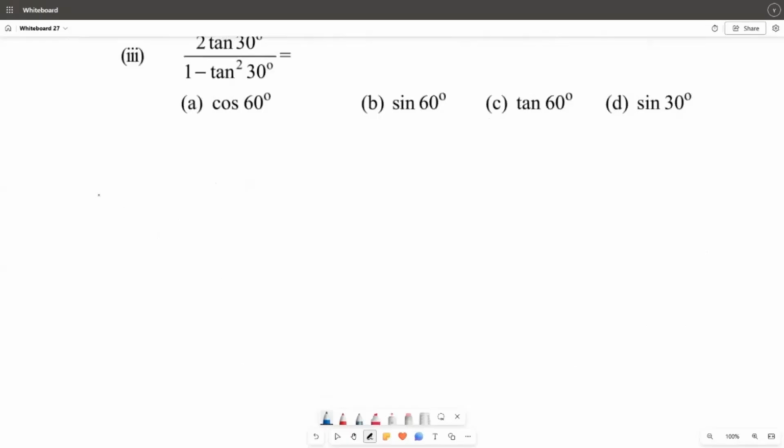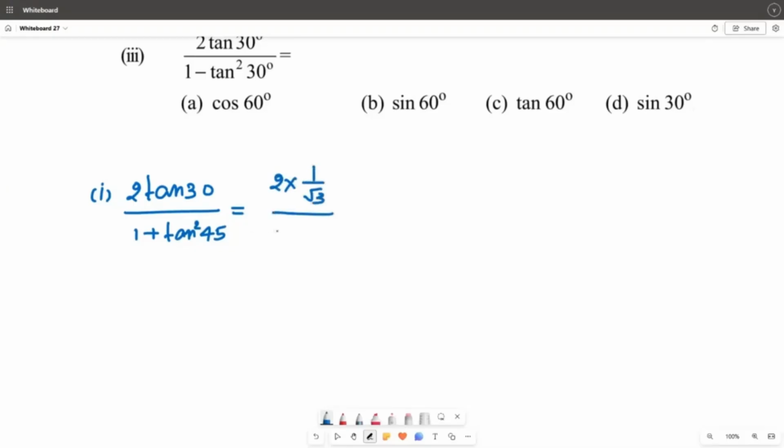So we have first one, 2 tan 30 by 1 plus tan² 45. So tan 30 is 1 by root 3. So 2 into 1 by root 3, by tan 45 is 1, so 1 plus 1 square. 1 square is 1. This will be 2 by root 3 divided by 1 plus 1, which is 2.